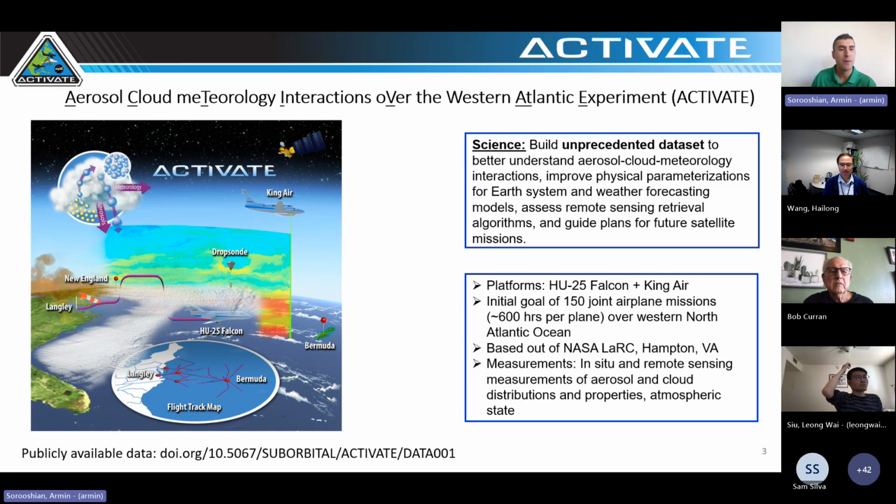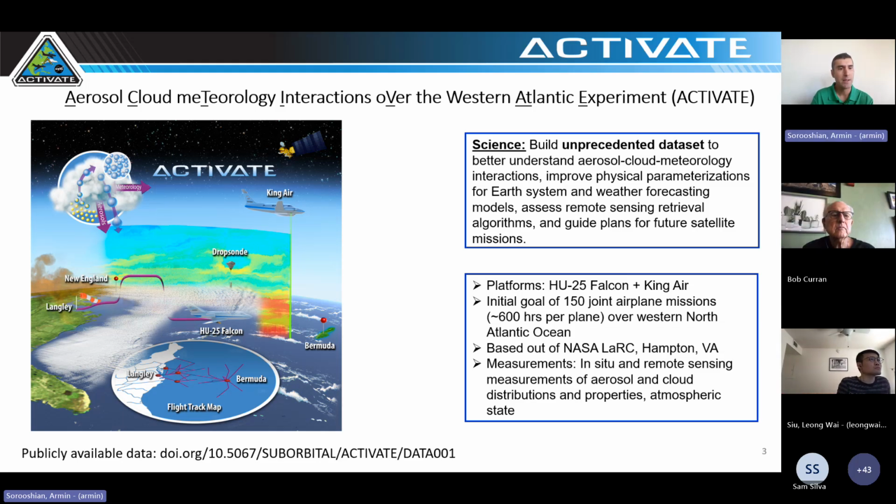So Activate was an Earth Venture Suborbital mission, part of the third cohort that NASA funded. There's a handful of them, and the goal of Activate is to study aerosol cloud meteorology interactions over the Northwest Atlantic, and we had a very ambitious goal of doing 150 joint flights with 2 aircraft, the King Air and the HU-25 Falcon. Because to study aerosol cloud interactions, we need lots of statistics, lots of flight data to do robust calculations and simulations of ACI. So thankfully, we actually exceeded the goal of 150 joint flights. We did actually 162 when it was all said and done.